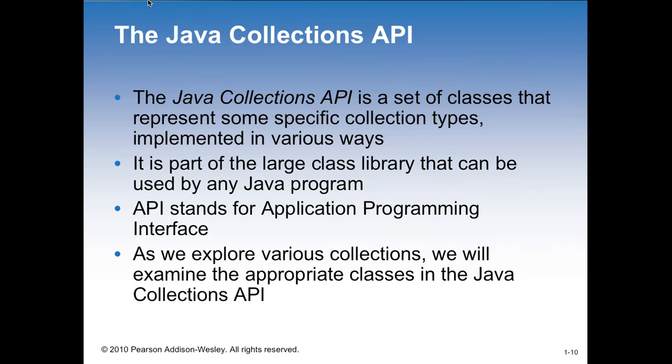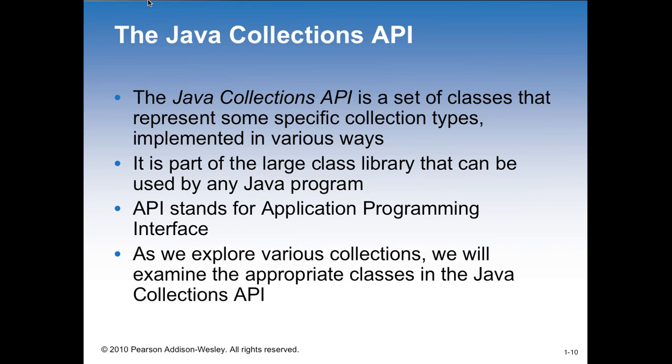So here's where it gets easy. You don't have to create one in Java. So we have the Java Collections API. Here in the Java class, you've kind of seen a little bit of this already, but I'm going to refresh your memory on it. The Collections API is a set of classes that represent some specific collection types, and it's used in inheritance, and there's an entire hierarchy. It's implemented in various different ways. We have different types of collections that we can create, and different types of inherited classes from this. It's part of a large class library that we use with any Java program.